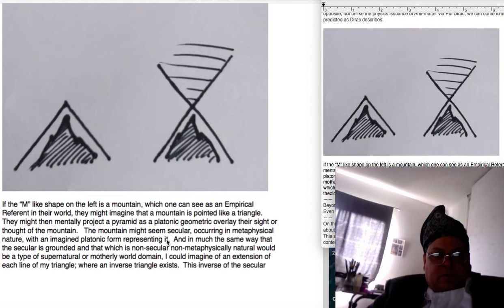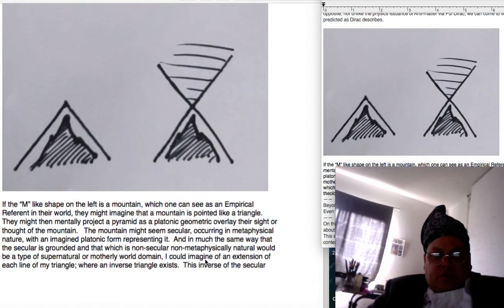The mountain might seem secular, occurring in metaphysical nature, with an imagined Platonic form representing it. And in much the same way that the secular is grounded in that which is non-secular, non-metaphysically natural, would be a type of supernatural, or motherly, I think I meant to say otherly world domain.